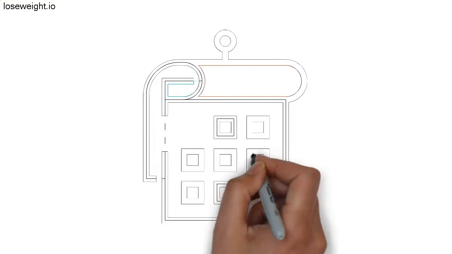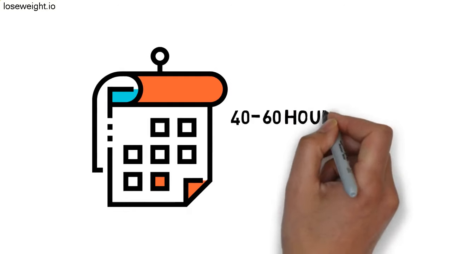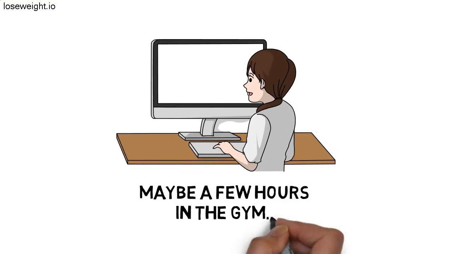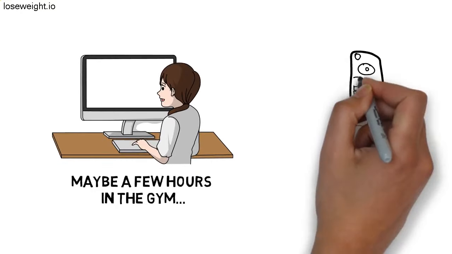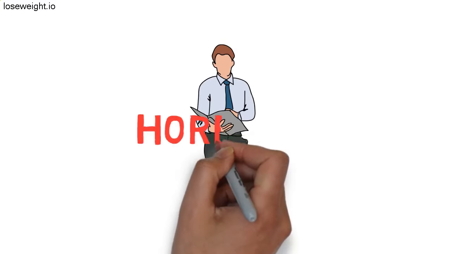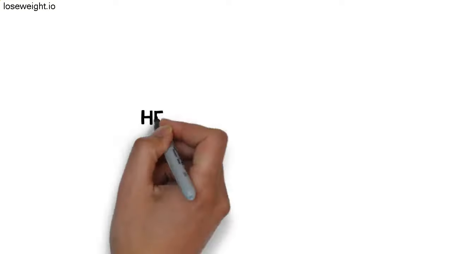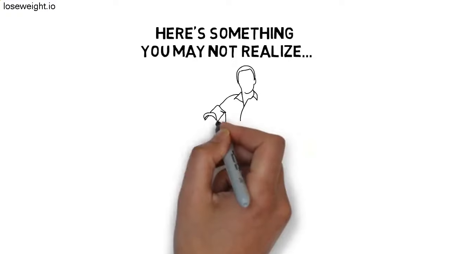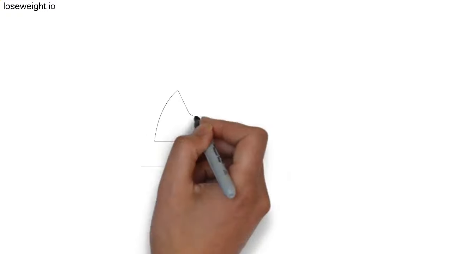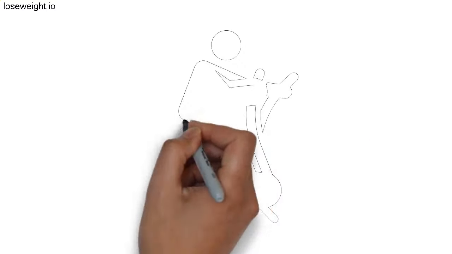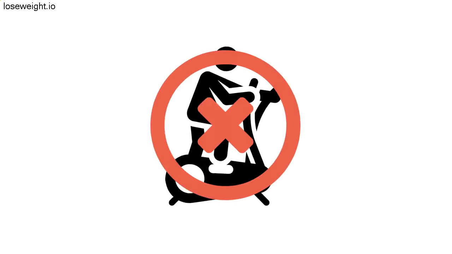Think about your average week. 40 to 60 hours working, a lot of sitting, and maybe a few hours in the gym, or, if you're like most, maybe in front of the TV instead. That's modern life, and it's horrible for your body. And here's something you may not realise. Our bodies were never meant to sit. Sitting for hours on end each week will devastate your body, and the few hours a week at the gym isn't going to fix anything.